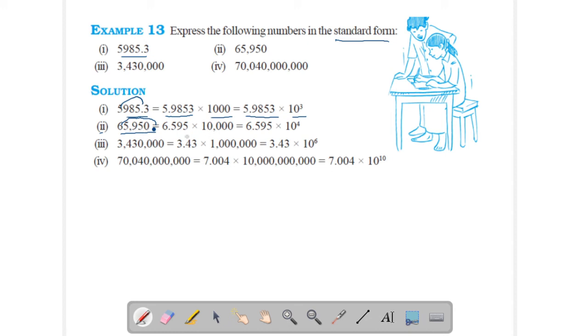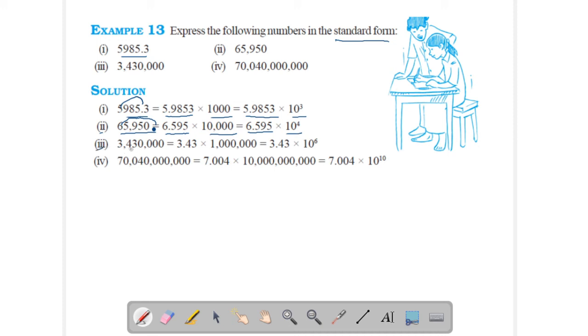So this can be written as 6.595 into 10,000. Now write 10,000 in exponential form. It has 4 zeros. It can be written as 10 raised power 4. Therefore 65,950 can be written as 6.595 into 10 raised power 4. This is your answer. Now come to the third part.